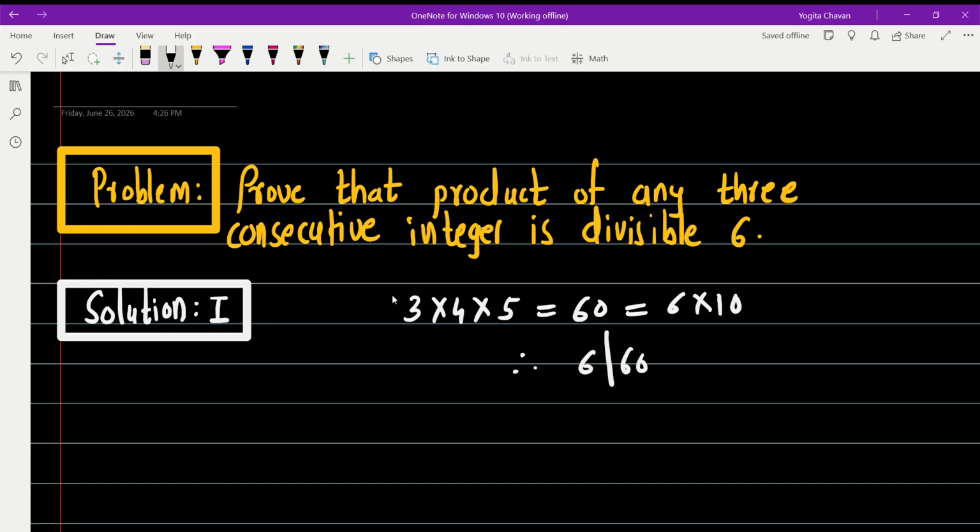We can take another three consecutive integers. Say, for example, 1 into 2 into 3. What is the product of these three numbers? 6. And 6 is equal to 6 into 1. This implies 6 divides 6. So again, in this example, the product of these three consecutive integers is divisible by 6.